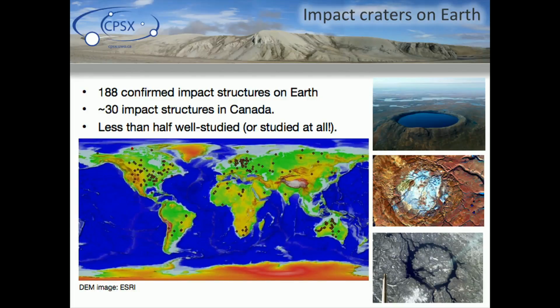So again, I hope fairly small screens, but hopefully you can see from the back. We now know of about 188 impact craters on Earth. Again, that number should be several tens of thousands if Earth was really like the moon.